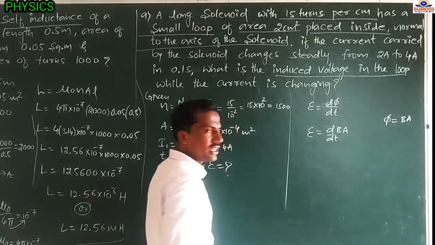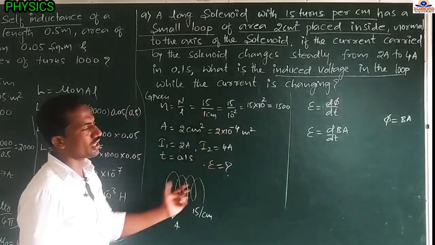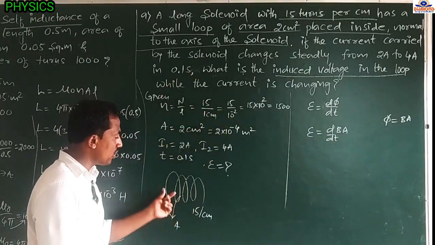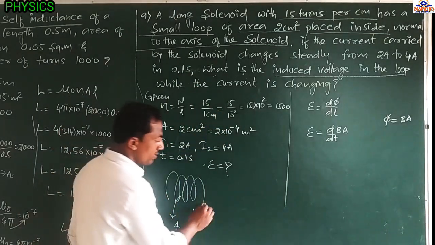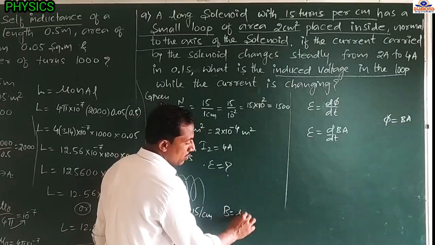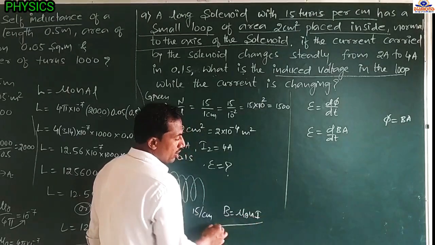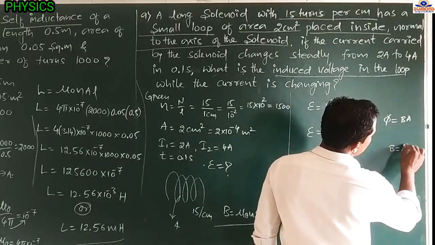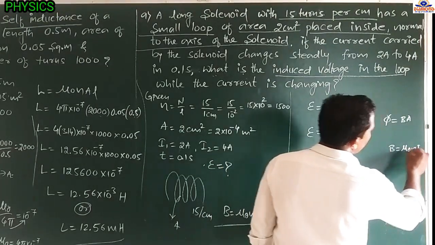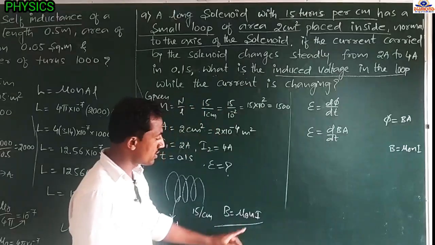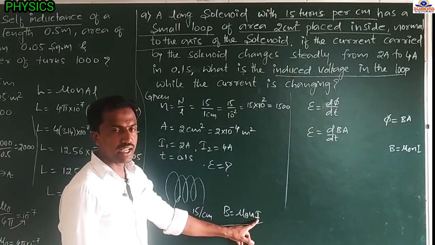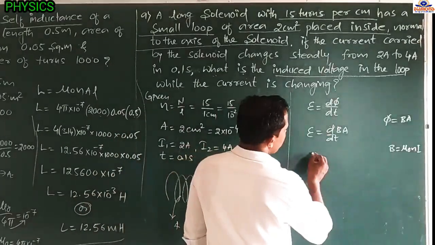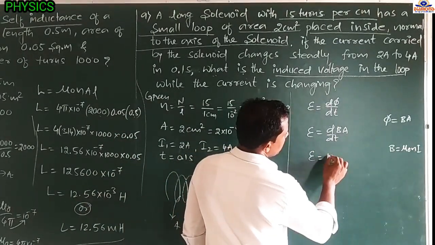What is B? Magnetic field. The magnetic field value is not given. What is A? Area. But what is the formula for the magnetic field of a solenoid? B equals mu naught Ni. This is in the fourth chapter. We are writing magnetic field B equals mu naught Ni. What is N? Number of turns per unit length. What is I? Current. What is mu naught? Permeability constant.